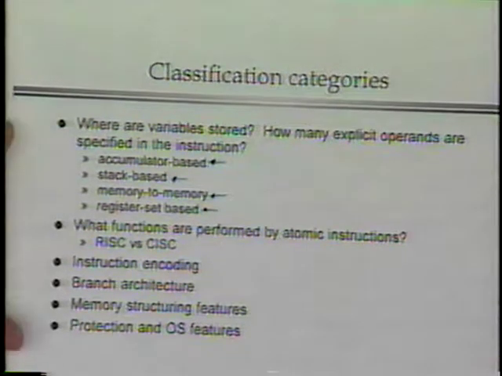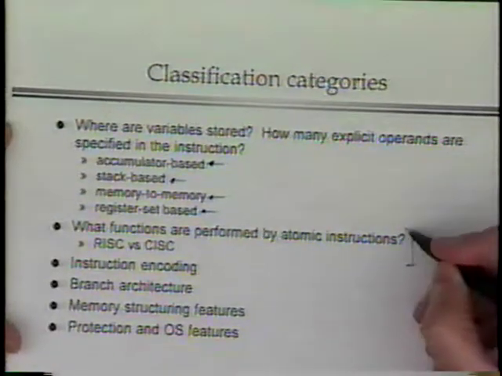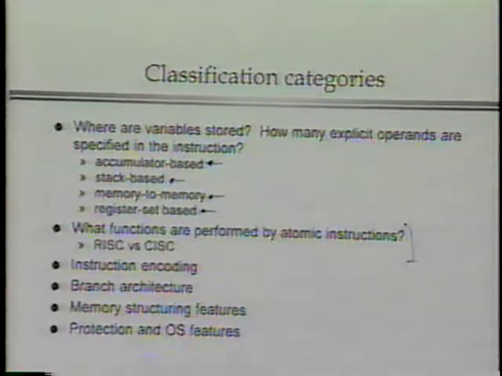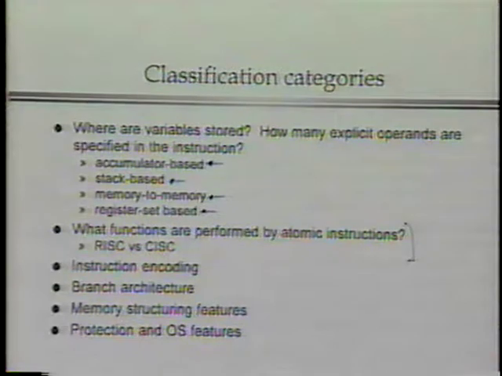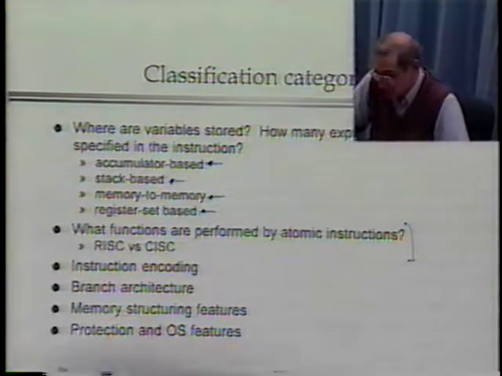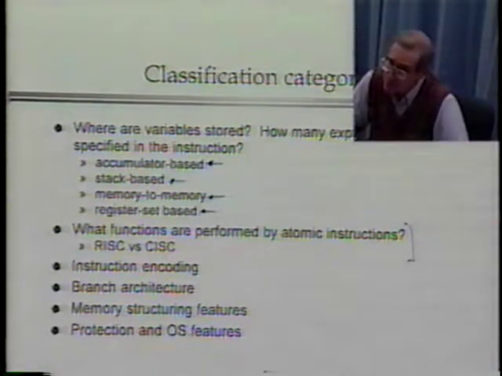Another classification category is this RISC versus CISC dichotomy, which is how atomic or how complex are the operations that you're going to provide. And that has significant trade-offs for both the ease of compilation and the ease of implementation of high-performance computers, which we'll see.